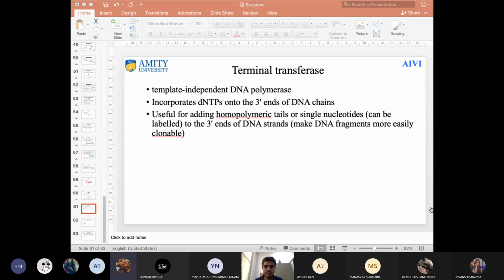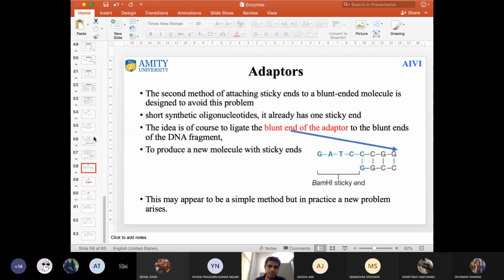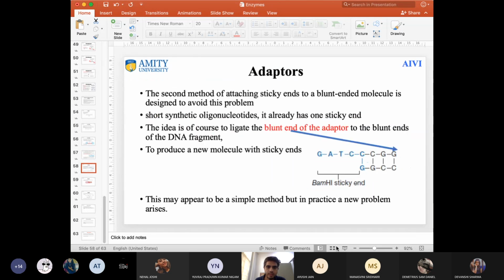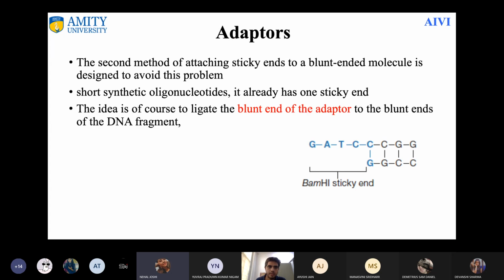Sir, can you repeat the adapter part that you have explained? Okay, what didn't you get from the adapter? First let me know, then I will tell you. Sir, again, the second point in your PPT. Okay, so you are talking about adapters. Which point are you referring to? Yes, sir, the second and the third point. Okay, short synthetic oligonucleotides, this one. Yes, sir, and the third point.